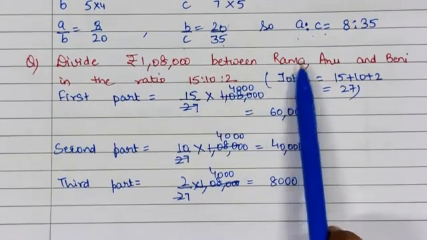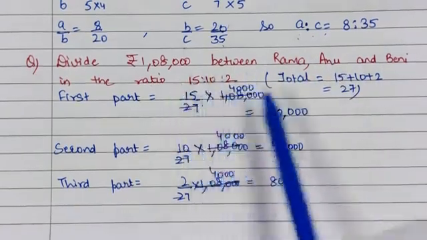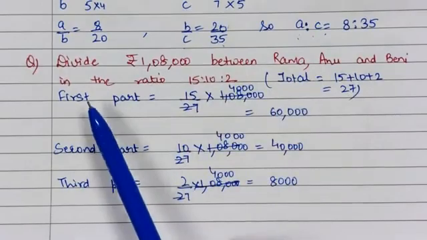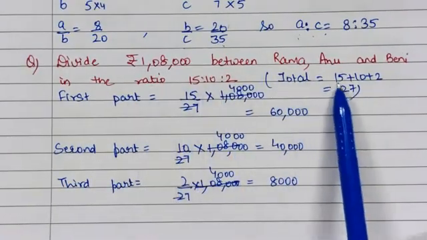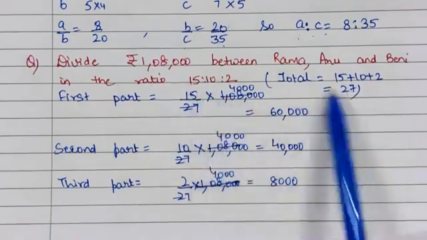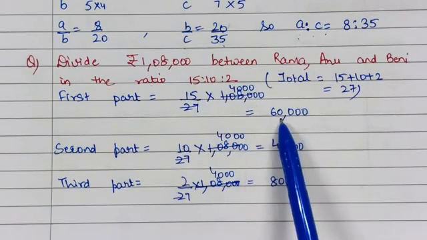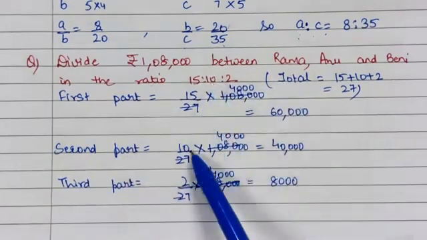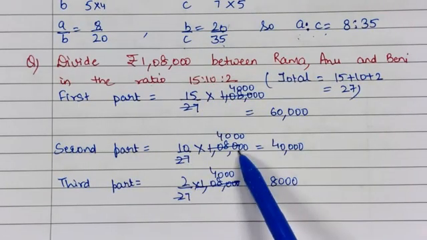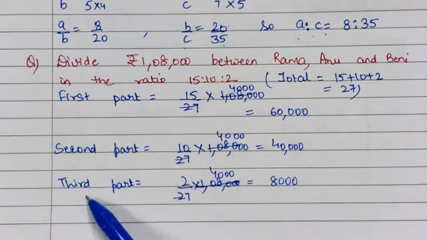It means we have to find three parts. First of Rama, then Anu, then Beni. Let us find the total of these. This is 27. So according to the formula, the first part will be 15 upon total into total money. That gives you 60,000. The second part will be 10 upon total into given number. That is 40,000. Similarly, the third part will be 8,000.